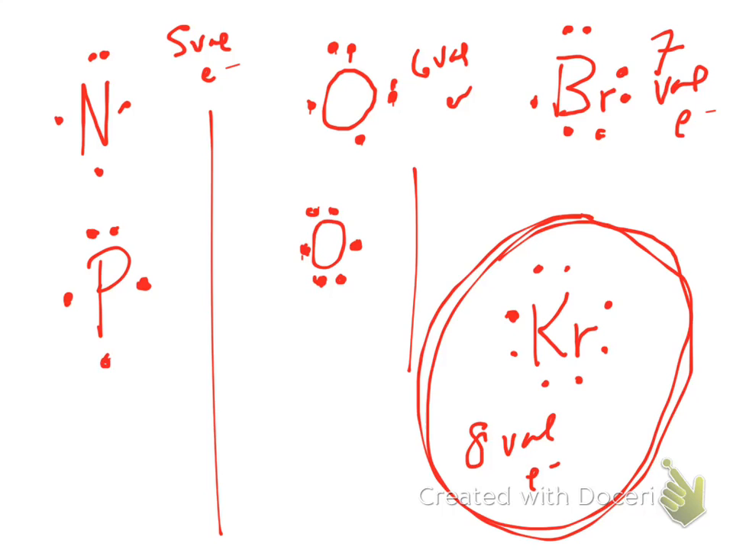Okay. Do you feel like you could pretty confidently draw electron dot notations for anything? Do you feel like you need practice on that? Okay. If you feel like you need practice, twitch. I'm watching for twitches. I'm not seeing any twitches.